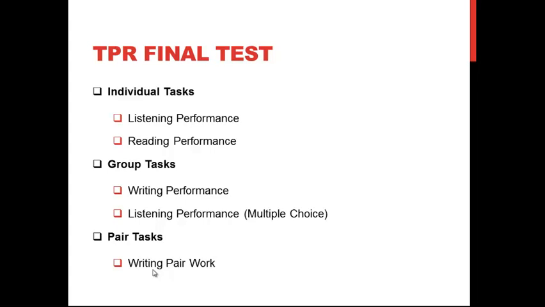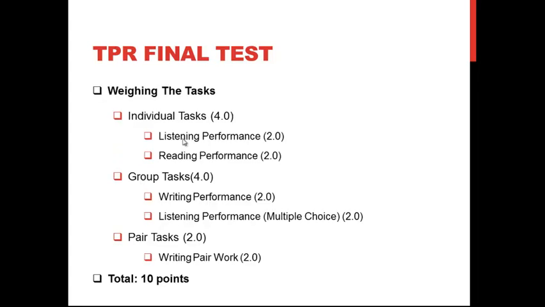So it's like this. Start the test with the group tasks, doing the writing performance and the listening performance multiple choice, which is just giving the sheet and they mark it. For the writing performance, they look at the pictures and write, so they can do that together. Then the students go outside to do the pair tasks, and while they're doing the pair tasks, one student is called in to do the listening performance and the reading performance, which are 2 individual tasks.